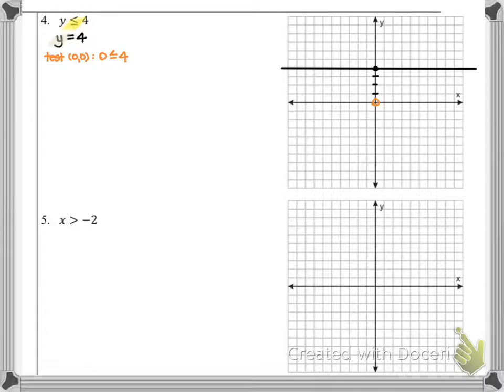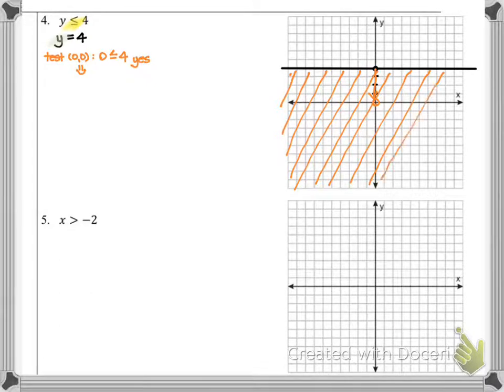So this might actually be a little bit more straightforward than the others. 0 is less than or equal to 4. Yes, this is true, which means 0, 0 worked. So go back to my graph, start at the boundary, and go towards 0, 0 because it worked. Now I'm going to shade everything in that direction, starting at the boundary and going towards that point.